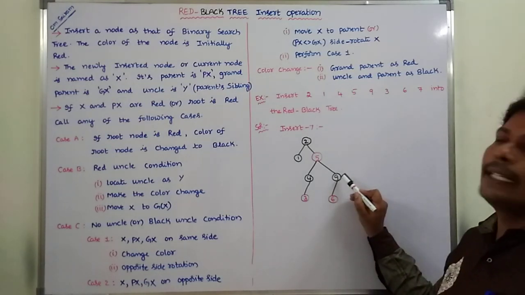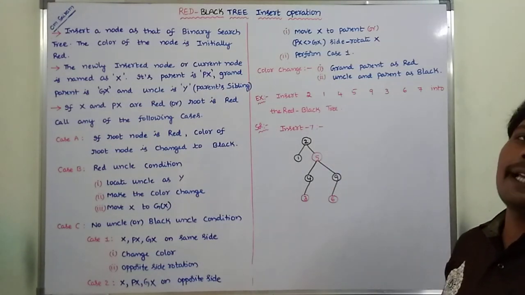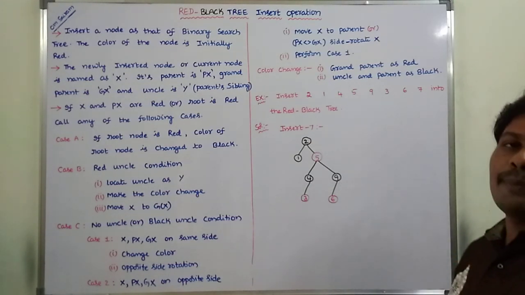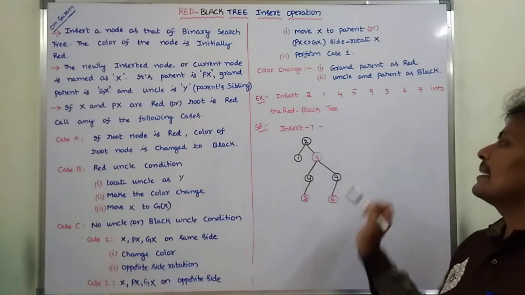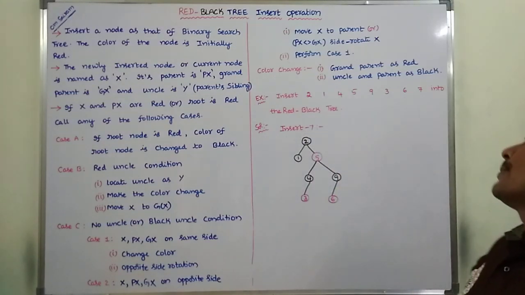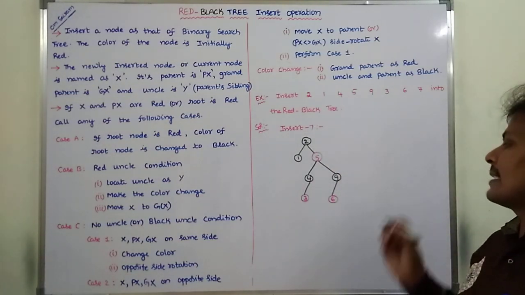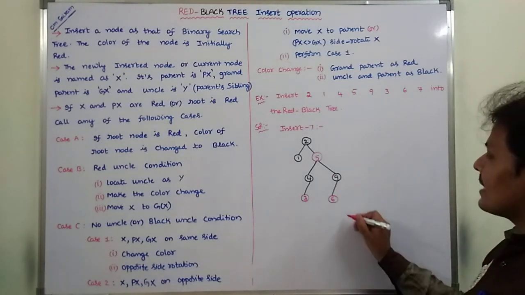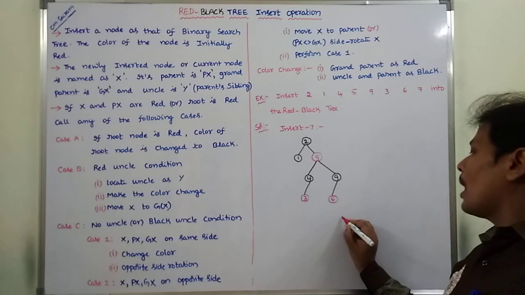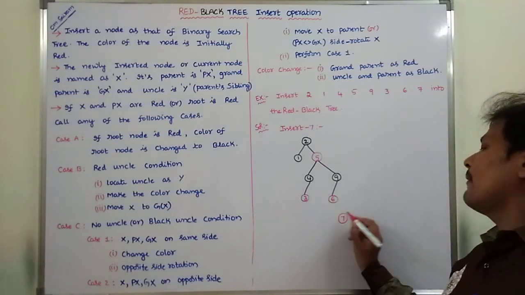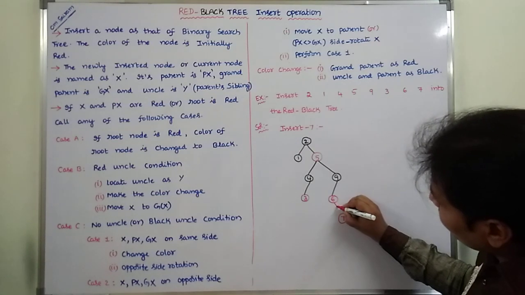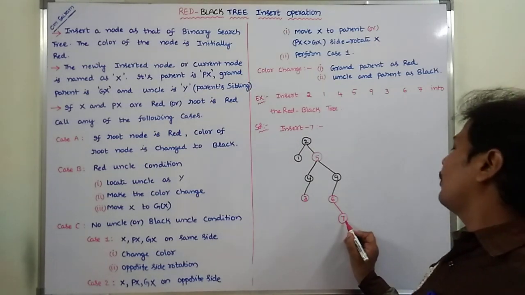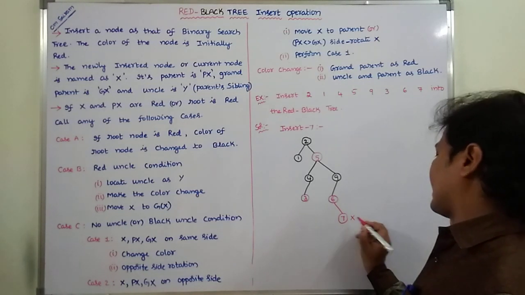Here 9 is there. 9 is compared with 7. So 7 is less than 9. Go to the left subtree. So here 6 is there. 6 is compared with 7. So 7 is greater than 6, so node 7 goes to the right hand side. Here it is empty. Now we are inserting node 7 at the right of node 6. So now this is the newly inserted node, that is X.